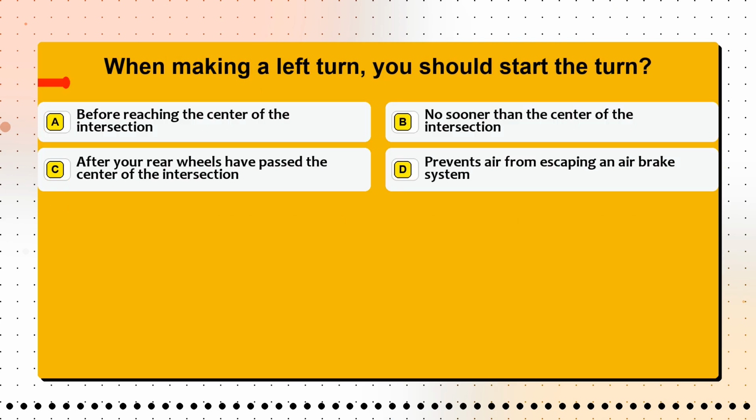Question 72. When making a left turn, you should start the turn. Here are the options. Option A. Before reaching the center of the intersection. Option B. No sooner than the center of the intersection. Option C. After your rear wheels have passed the center of the intersection. Option D. Prevents air from escaping an air brake system.